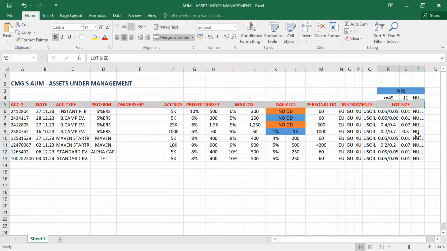So I'm not fixed, but I have an idea how much I should lose or risk. When I take EU and GU, the pip limit that I set is less than or equal to 45. You see it here. Meaning I won't risk more than 45 pips. It could be less than or equal to that, based on where my entry is.